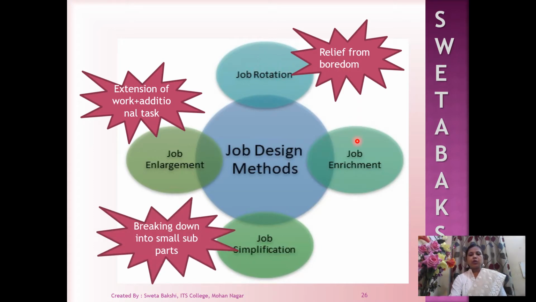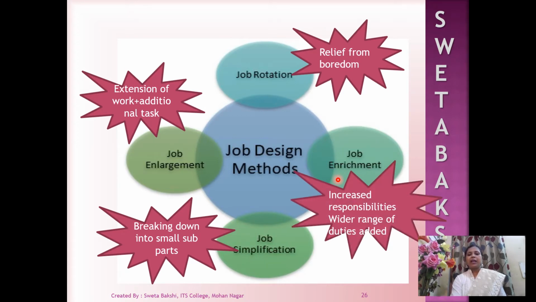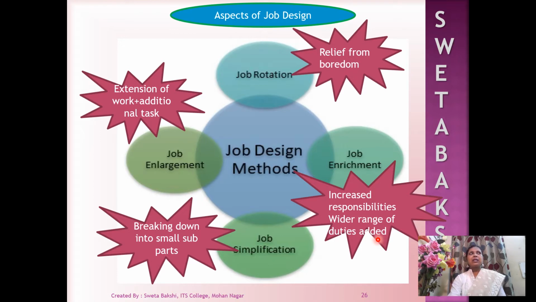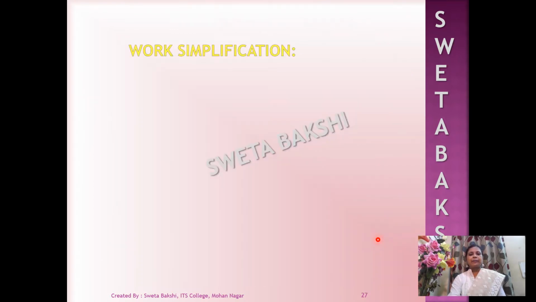Now third is job simplification, which means we are breaking down the large or difficult task into smaller subparts. So it is called simplifying the job into small parts so that an individual can perform the task in the organization. Then the last one is job enrichment, in which we are increasing the responsibility, with a wider range of duties added. These are the aspects of job design.